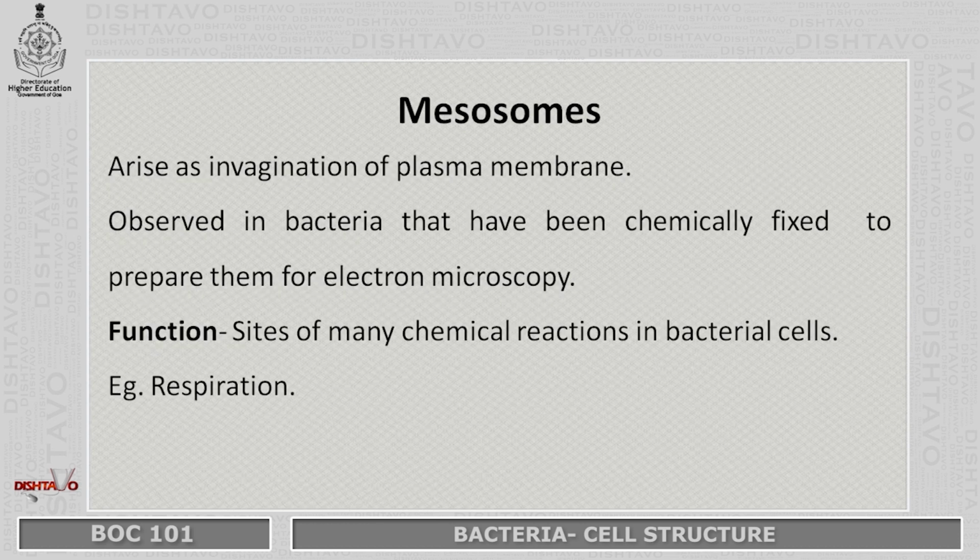Mesosomes arise as an invagination of the plasma membrane, observed in bacteria that have been chemically fixed to prepare them for electron microscopy. Their function is that they are sites for many chemical reactions in the bacterial cell, for example, respiration.